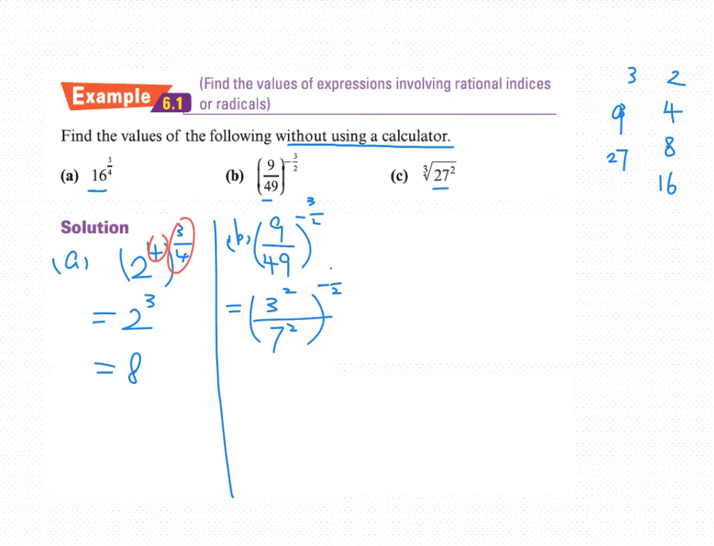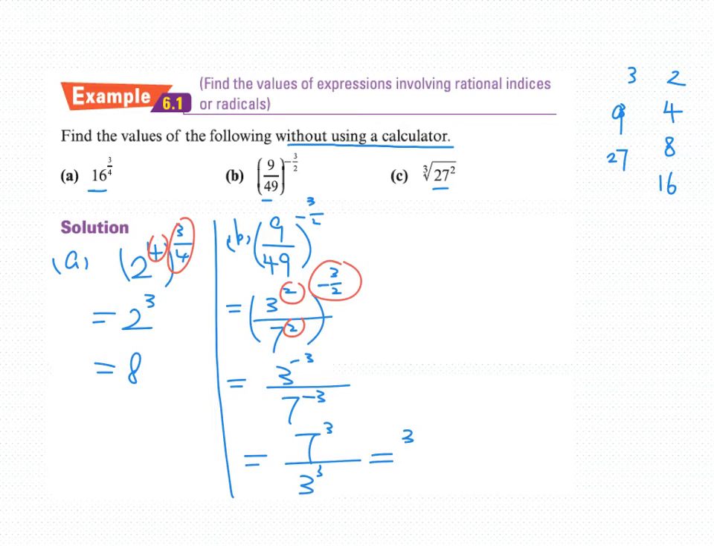And then you can times the index: 3 becomes 3 to the negative 3, and 7 becomes 7 to the negative 3. And for the negative index, we can change to the reciprocal: 7 to the power 3 over 3 to the power 3, equal to 343 over 27. You can find it by your calculator. So no calculator: 7 times 7 times 7 equals 343. 3 to the power 3 is 27.